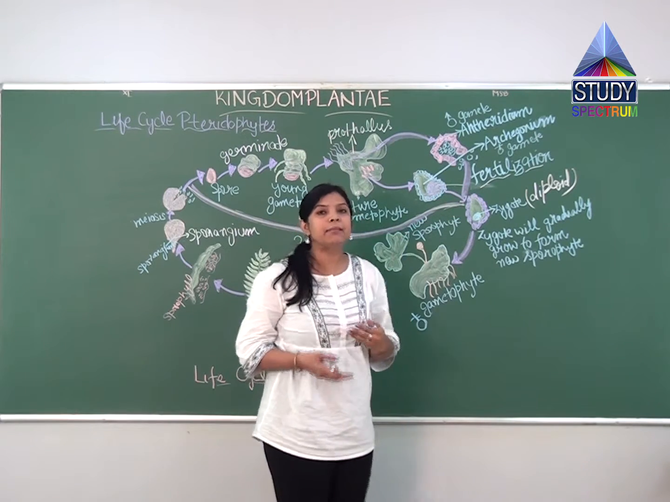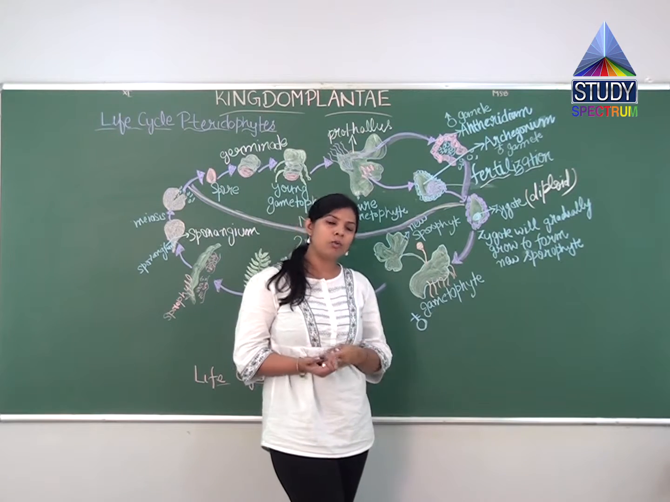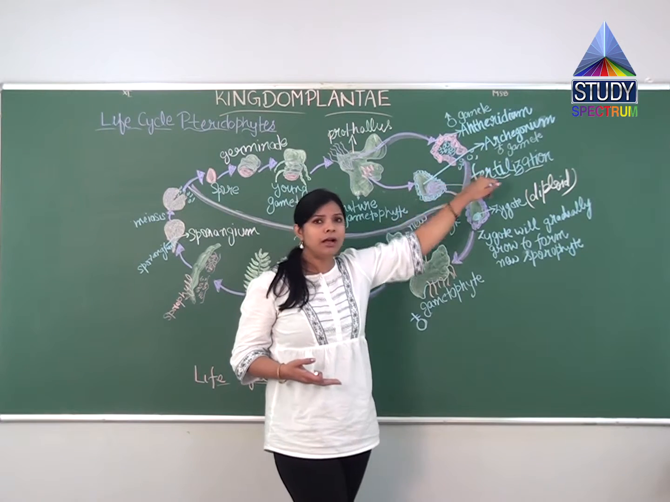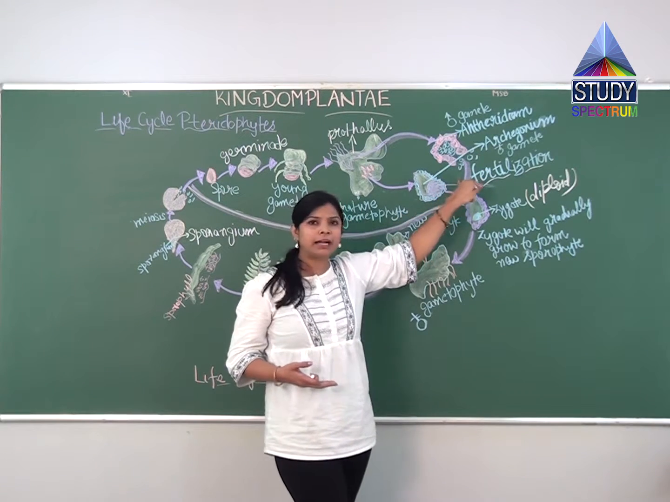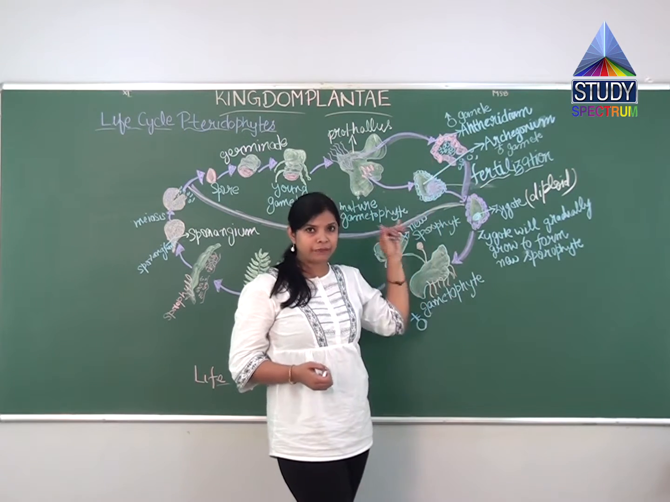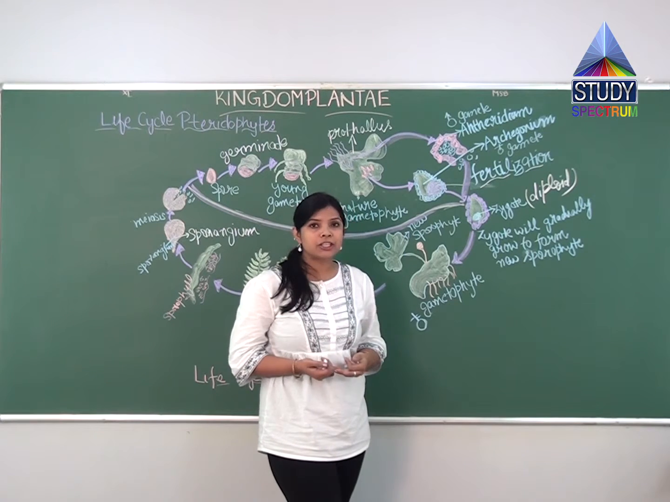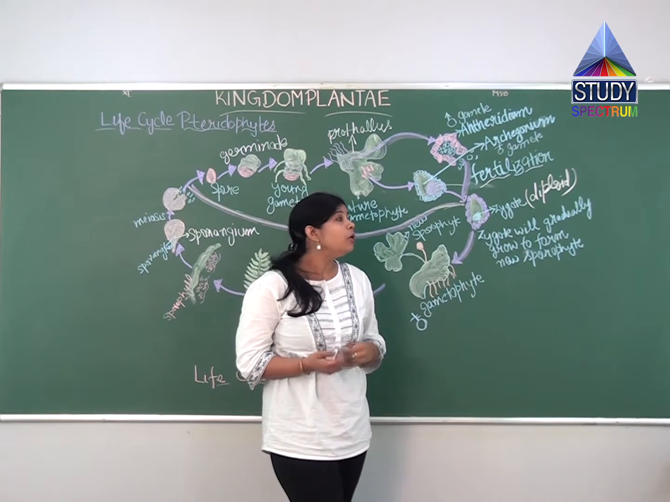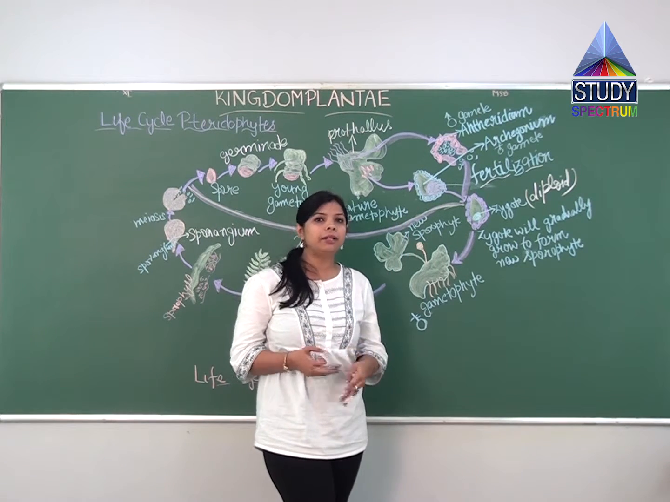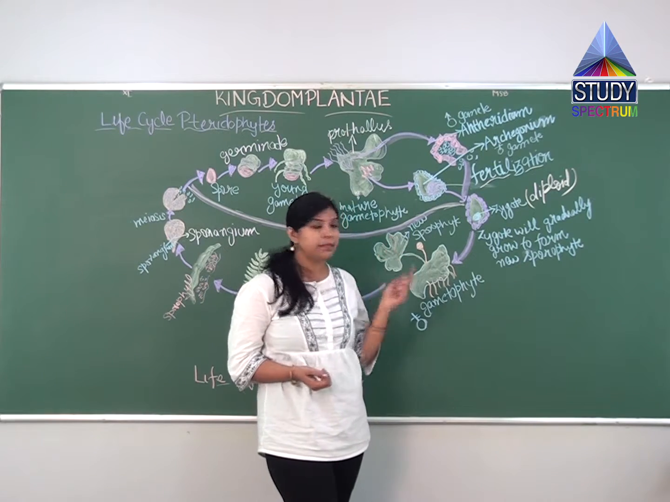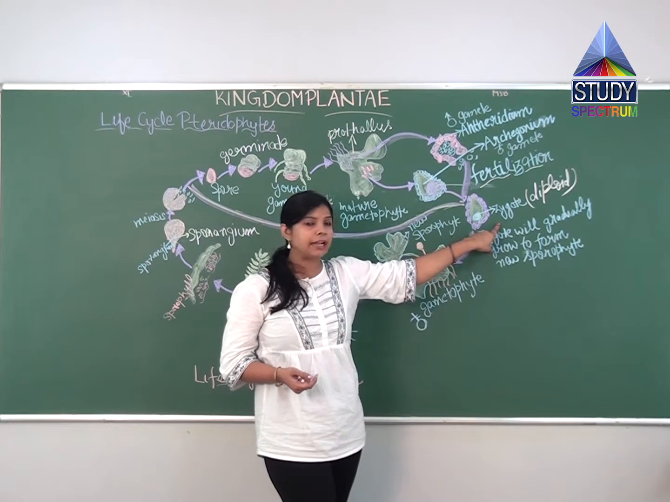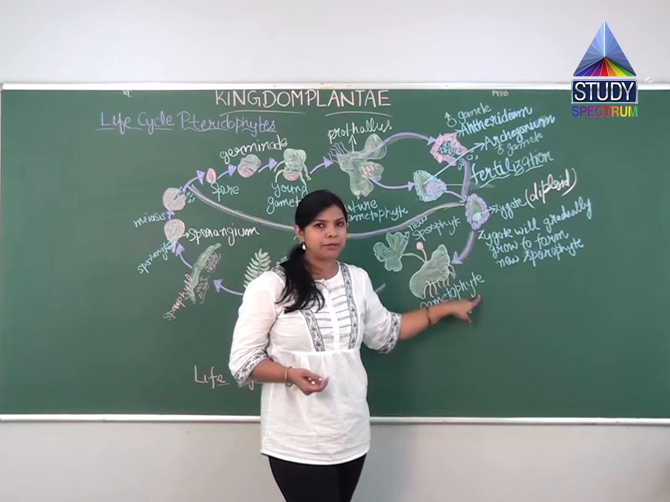It means it needs some agent like air or water. So, through air or water, the male gamete will reach the female gamete and fusion will occur at the female gametophyte. Because the female gamete is in the archegonium and it is non-motile, whereas the male gamete is motile. So, it is the responsibility of the male gamete to reach the female gamete. So, fusion will occur and the zygote will form at the female gametophyte.